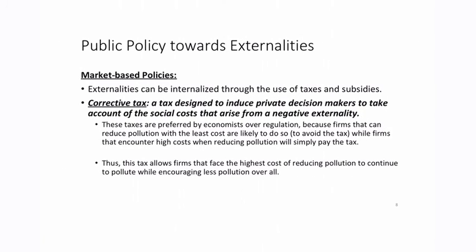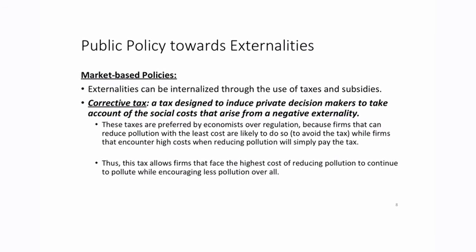The second type are market-based policies, and these include a corrective tax, tax subsidies, and pollution permits. These are solutions that alter the supply and demand outcomes in the model so that the equilibrium, once it takes into account these policies or market-based solutions, creates an equilibrium outcome closer to that which is socially efficient.